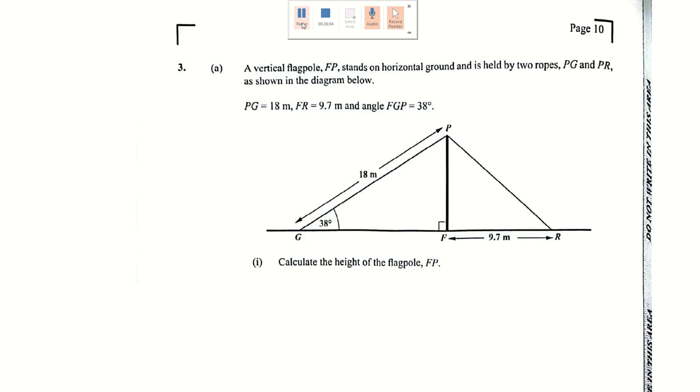Yeah? Number 3, a vertical flagpole FP stands on a horizontal ground and is held up by 2 ropes. We have the 2 ropes here as shown. They told you PG is 18, FR is 9.7, and angle FGP is 38. Then they said calculate the height of the flagpole.